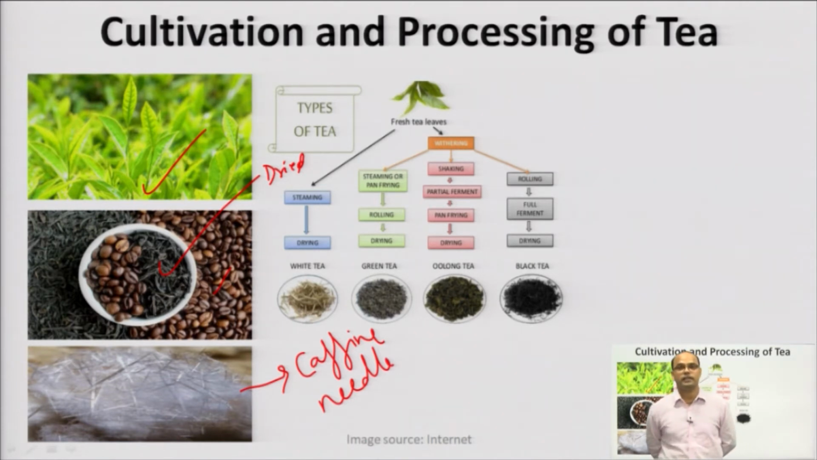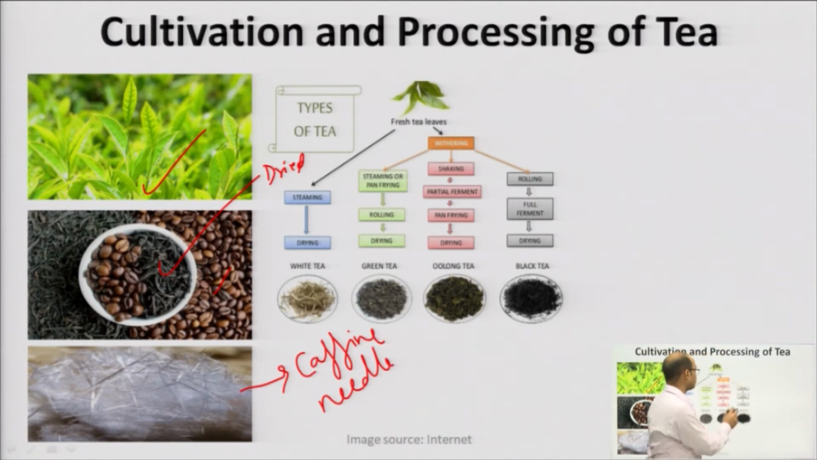You must have heard that there are various kinds of tea available in the market. There are green teas, there are black teas, there are many kinds of teas. So how will you differentiate the types of teas? The name was given due to their processing technique.